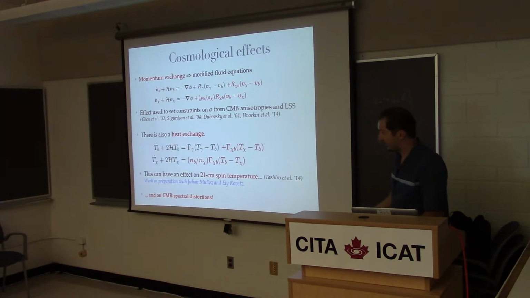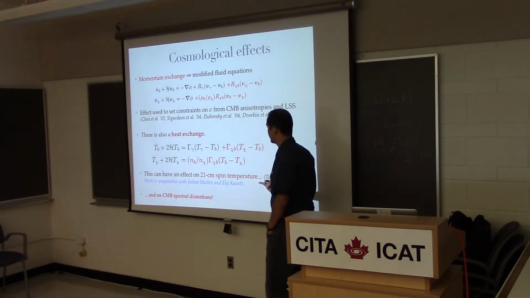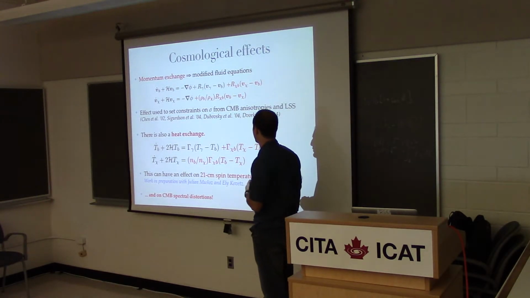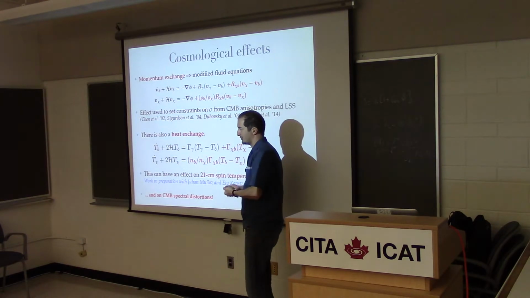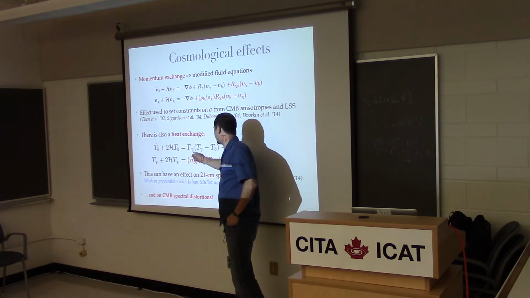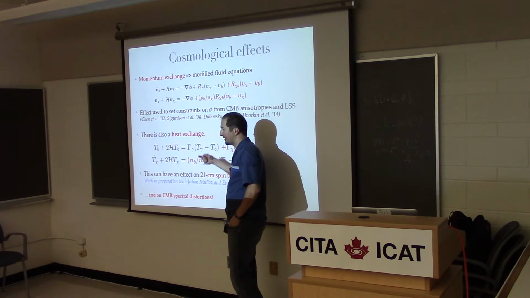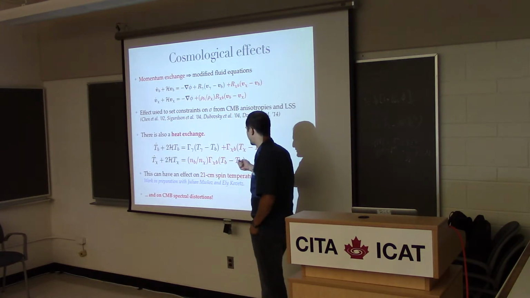There's also another effect, which is what I will focus on, which is the heat exchange. Again, if you couple baryons and cold dark matter, they will want to have the same temperature. So this is the evolution equation for the baryon temperature. There's a term that couples it to the photon temperature through Thomson scattering again. This is what maintains the two temperatures equal up to redshift 100 or so.